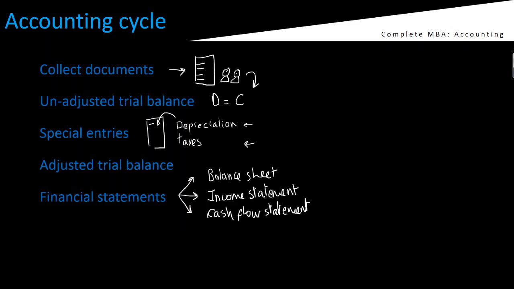In the cash flow statement, the accountants summarize the cash status of the company, because companies can run out of cash, so they want to always have an eye on it. These are the three main financial statements that accountants do once the trial balance is closed.